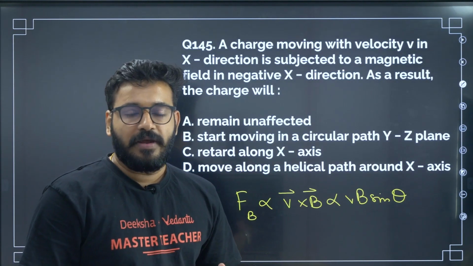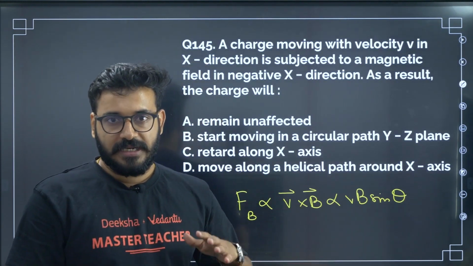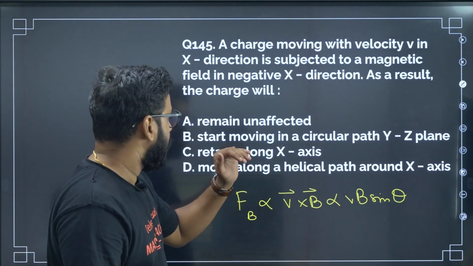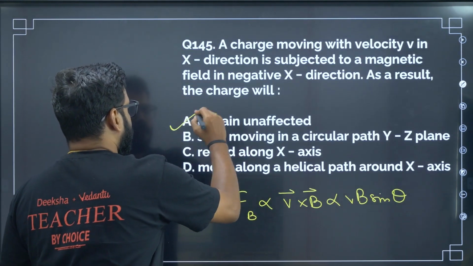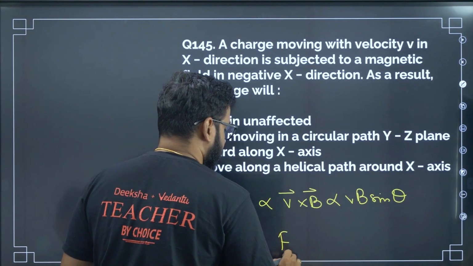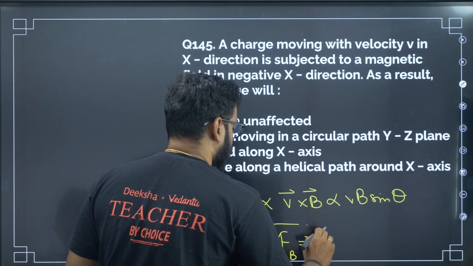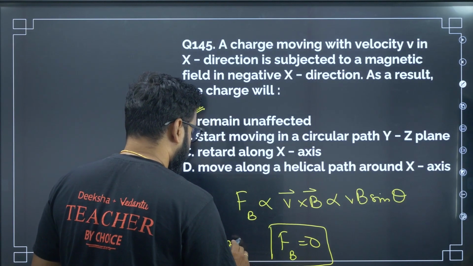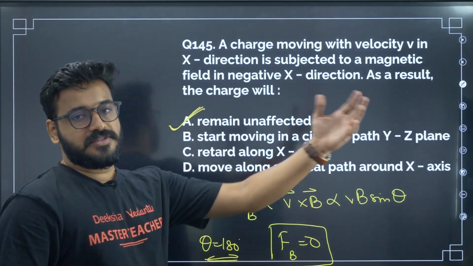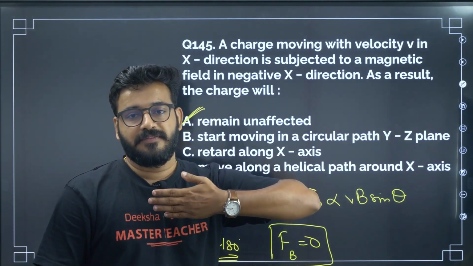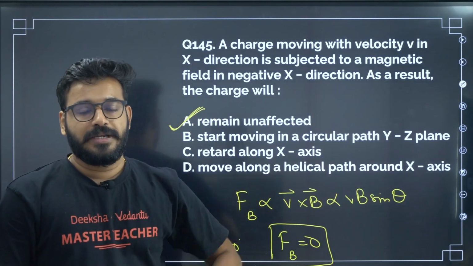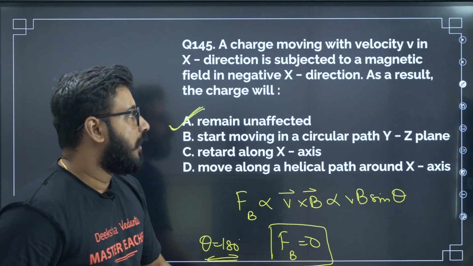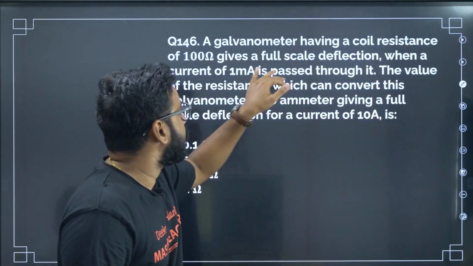So then the sine factor will cancel out the entire term. Okay, sine 0 or sine 180 will make it 0. The entire factor becomes 0. So actually it will remain unaffected. The force experienced is 0. Magnetic force will be 0. Okay, if theta is equal to 180 degrees, because the particle is going in the x direction, magnetic field is in the negative x direction, the angle is 180 degrees, therefore no force, it will remain unaffected. All right, look at the next question.